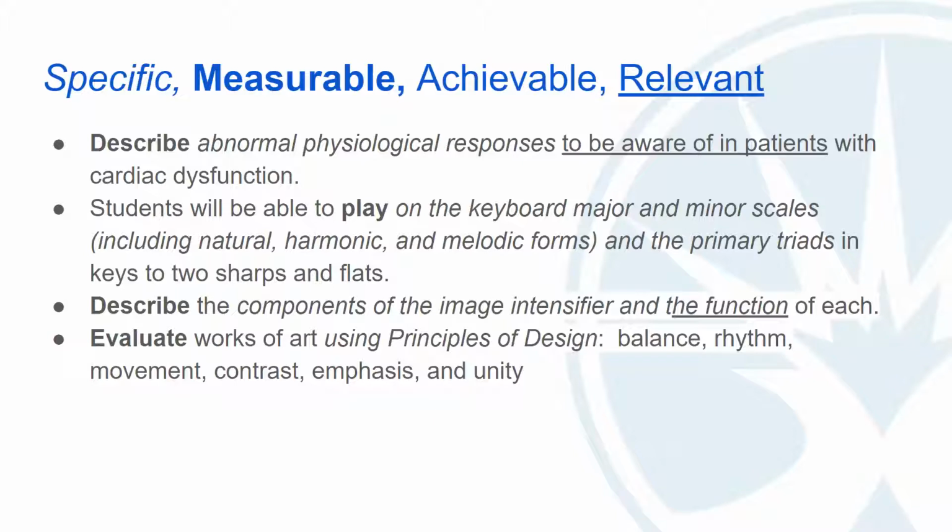To go down to a second example: students will be able to play on the keyboard major and minor scales, including natural, harmonic, and melodic forms, the primary triads, and keys to two sharps and flats. Again, we have a main verb, to play. Students are actually doing something that can be measured and observed. It's quite specific in the sense that some contexts are set up of what they're playing particularly, the instrument they're using as well. So it's given a helpful specificity.